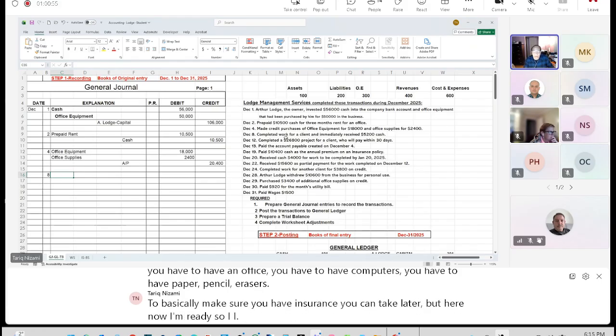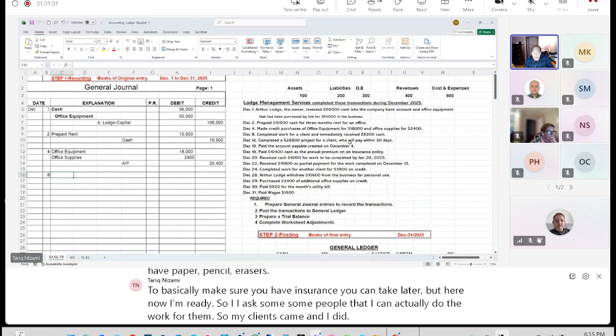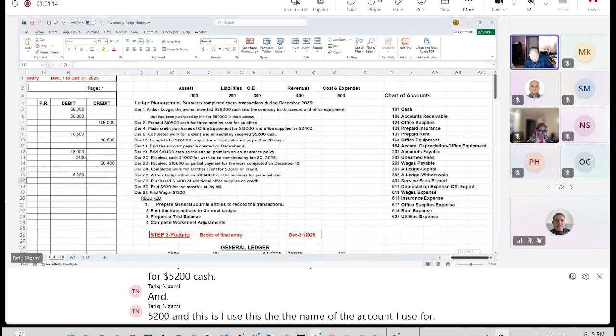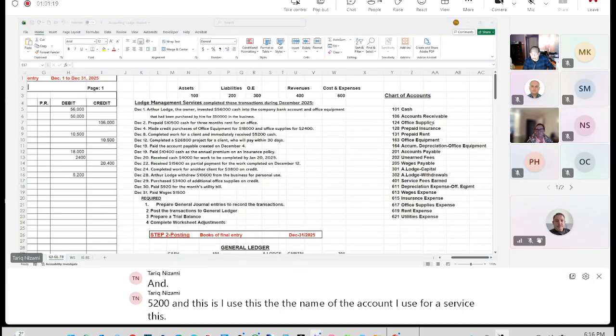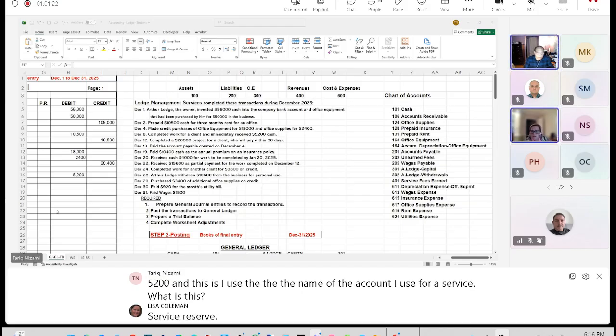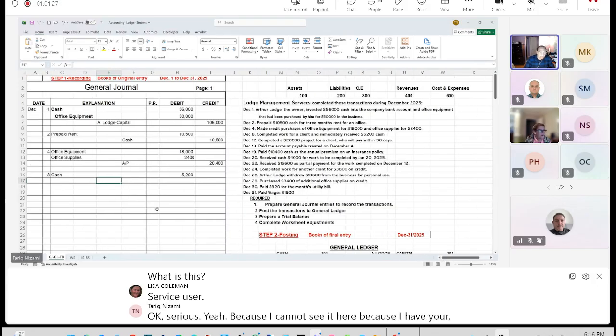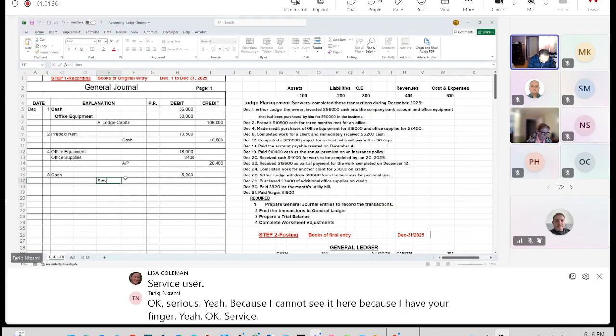So I asked some people if I can do the work for them. My clients came and I did some work for $5,200 cash. And this is the name of the account I use for a service. What is this? Service fees earned. It's a 401. Yeah, okay, service fees earned.